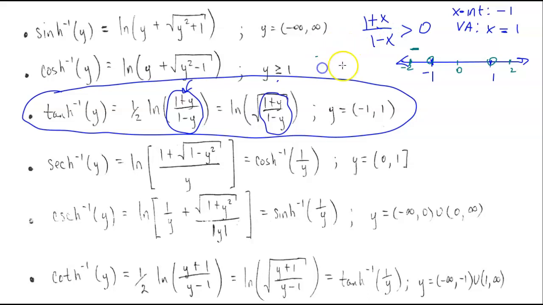Now I'll repeat the process for the other two intervals. For the middle interval, I can use 0. If I plug in 0 for x in both the numerator and denominator, I'm going to get a +1, which is going to be a positive outcome. So I know all the values of x in between -1 and 1 will be values that the inverse tangent hyperbolic will be defined for.